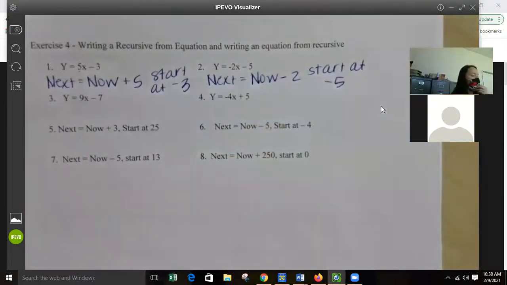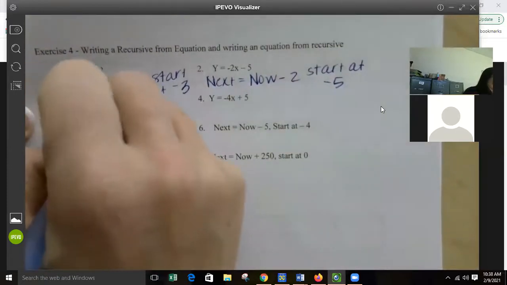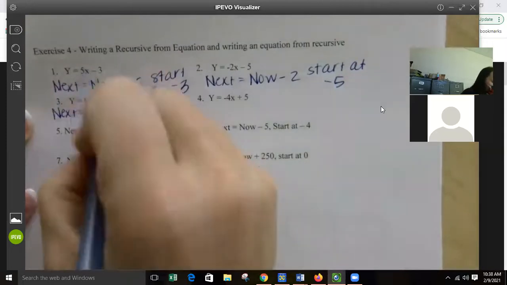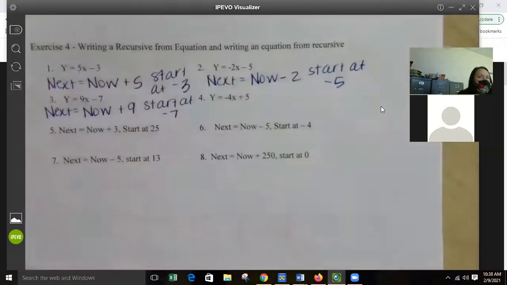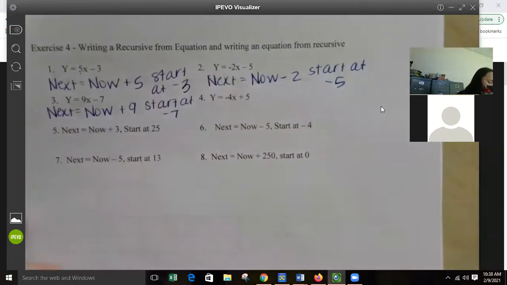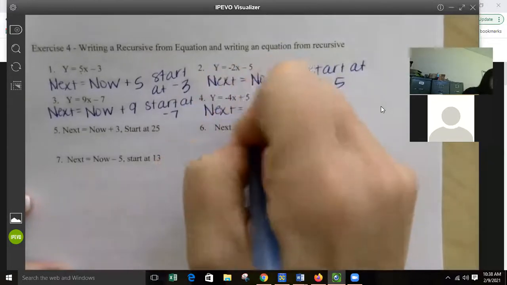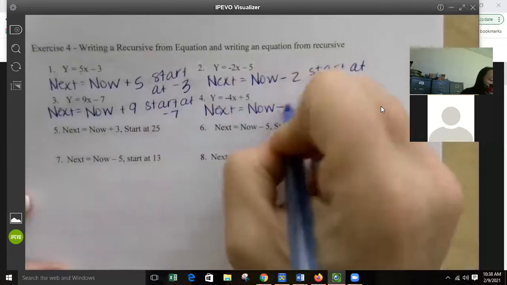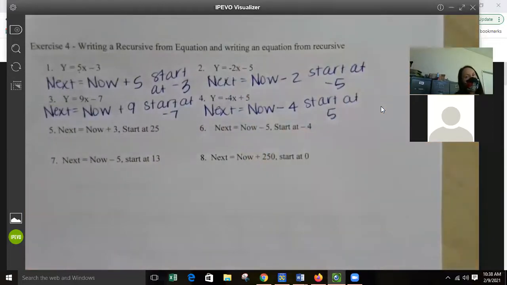Perfect. Next equals now a minus 2. Start at negative 5. Number 3, next equals now. What am I going to do? Plus 9. Plus 9. Start at? Perfect. Negative 7. And then number 4, through your notes. Next equals now, minus 4, start at positive 5. And then on 5, 6, 7, and 8, you're writing the equation. It's literally the same thing.